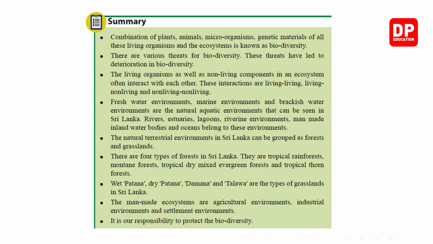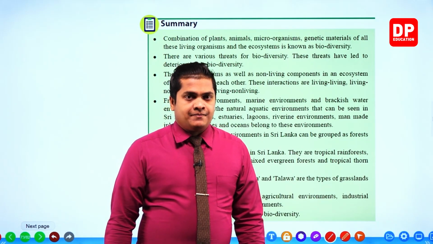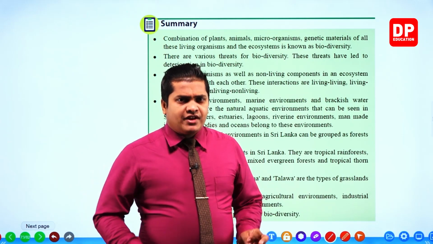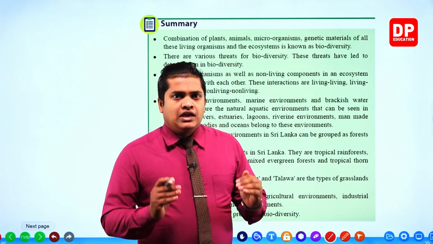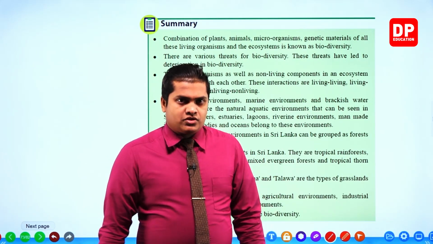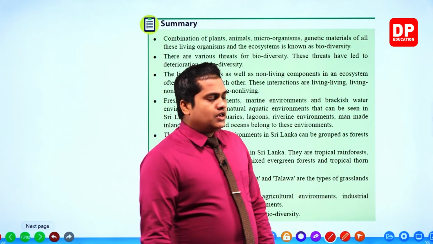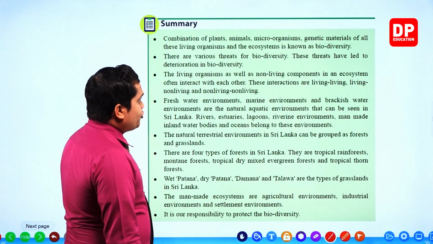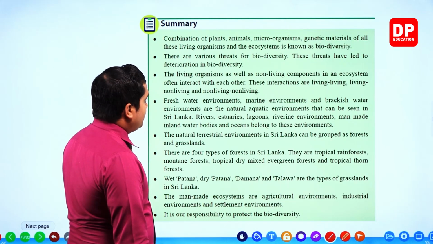So my dear children, first of all, we discussed that the combination of plants, animals, microorganisms, genetic materials of all these living organisms and the ecosystems is known as biodiversity, right? Biodiversity means the differences between each and every component that can be observed within a certain ecosystem. Even the ecosystem diversity belongs to biodiversity, right? There are various threats to biodiversity. These threats have led to deterioration in biodiversity.